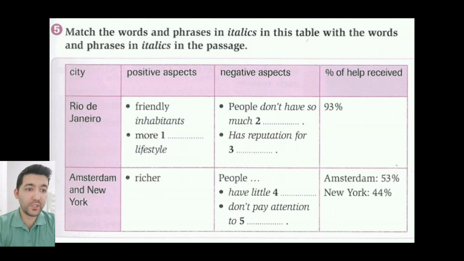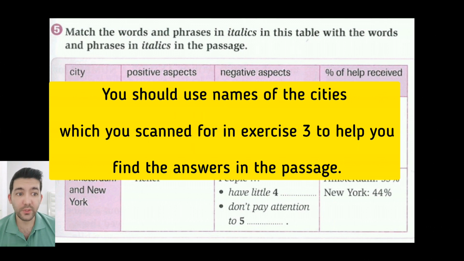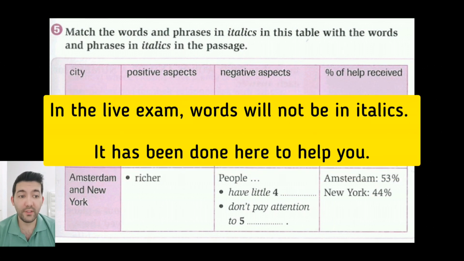Now let me tell you some tips. It is important to look at the test to see what parts of the passage you need to read again in order to answer the questions. You don't always need to read the whole passage again. You should use names of the cities which you scanned for in exercise 3 to help you find the answers in the passage. And in the live exam, words will not be in italics. It has been done here to help you.